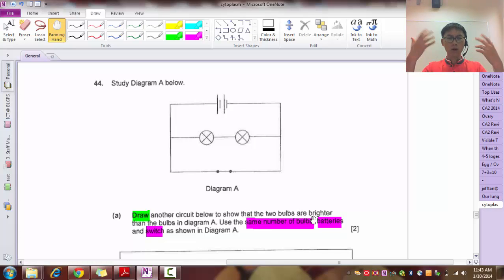So recall, what have we learned about arrangement of the bulbs? So bulbs in series is not as bright as compared to bulbs in parallel. Because in series, you can think of it as they are sharing the amount of electrical energy, but when they're in parallel, they have equal amount of electrical energy. So that's why they'll be brighter as compared to if I'm in series, because I'm sharing.